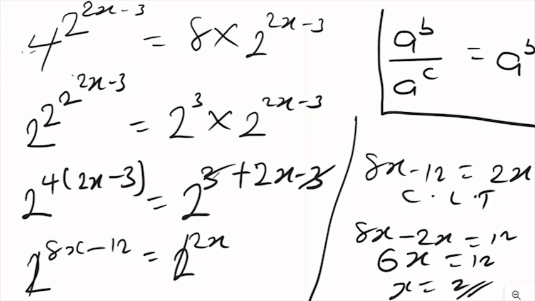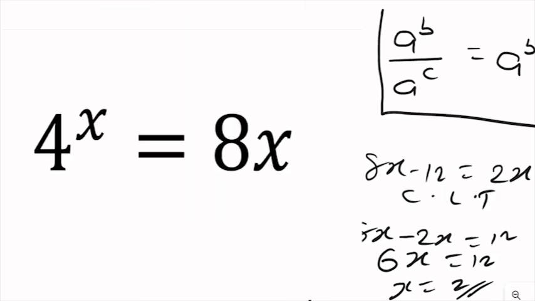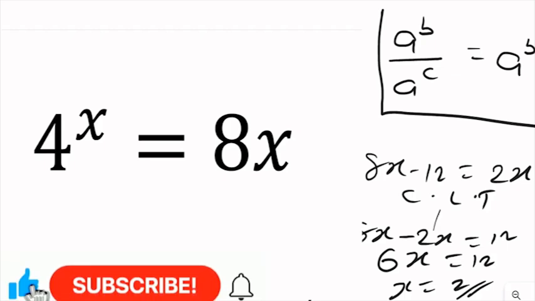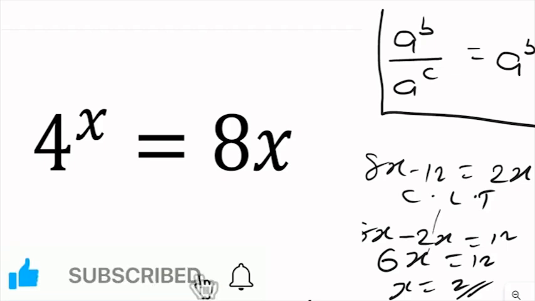And that is the answer. So obviously, if you look at the question that we were given to solve, 4 raised to the power x equals 8x, we've been able to deduce that our x is 2. And if you substitute 2 in that equation, you observe that the answer is correct, because 4 raised to the power 2 will give us 16. Look at it, 4 raised to the power 2 will give us 16. At the same time, 8 multiplied by 2 will give us 16. So that means our answer is correct, x equals 2.